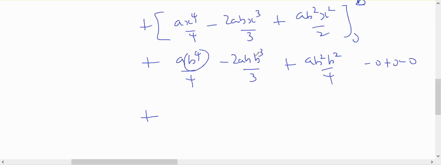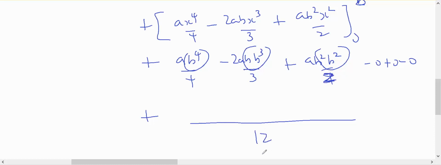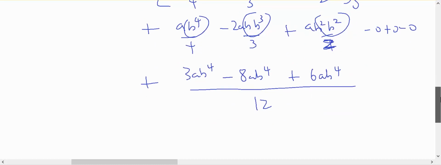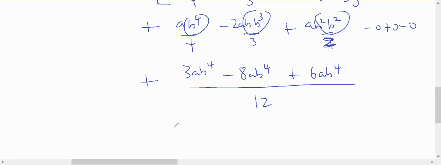That's b to the 4. So they're all ab to the 4s. That's on top of 2, isn't it? So if I put them all over 12, that gives me 3ab to the 4, minus, that's over by 4, so 8ab to the 4, plus 6, so that's 6ab to the 4. 3 and 6 is 9, minus 8 is plus ab to the 4 over 12.